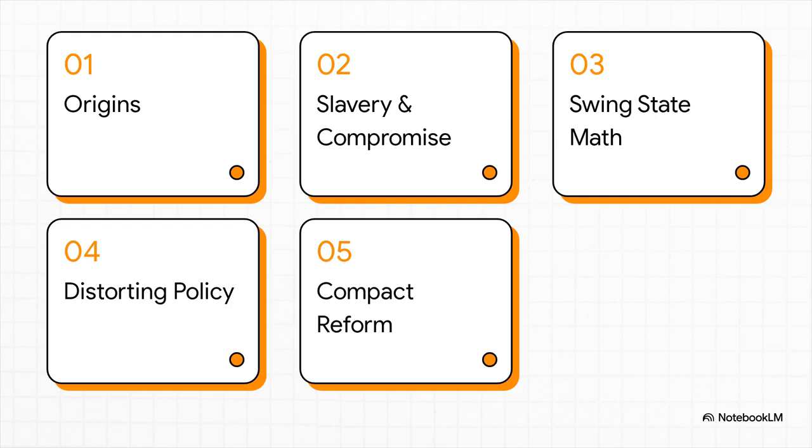First, the origins of the Electoral College. Second, slavery and the compromise. Third, the math of swing states. Fourth, distorting national policy. And finally, the interstate compact reform.